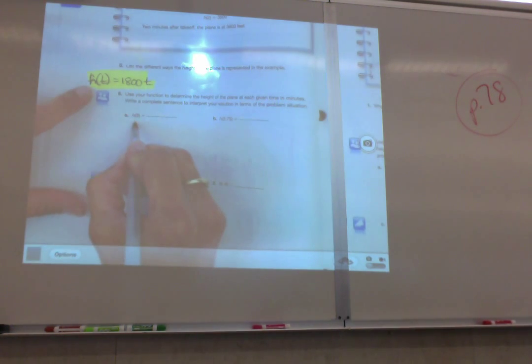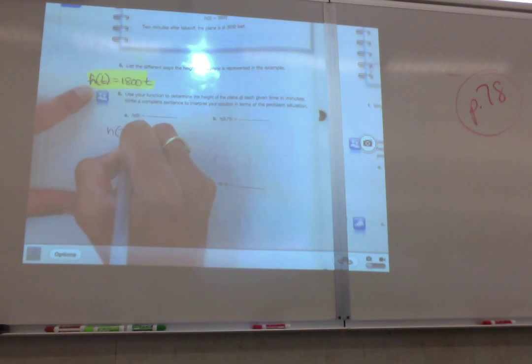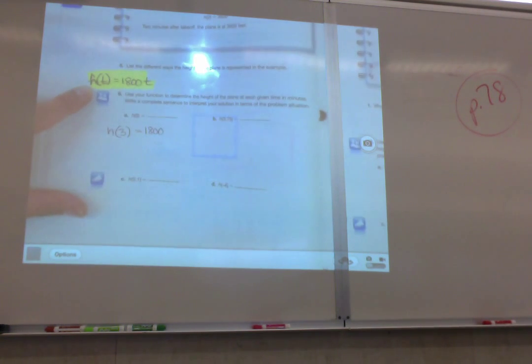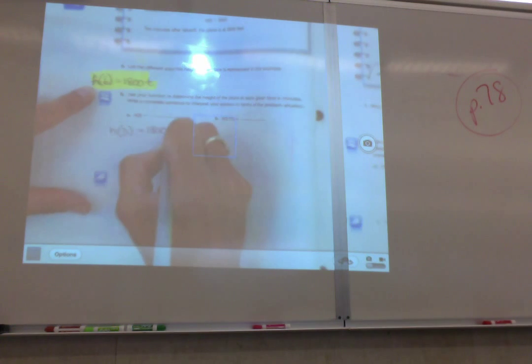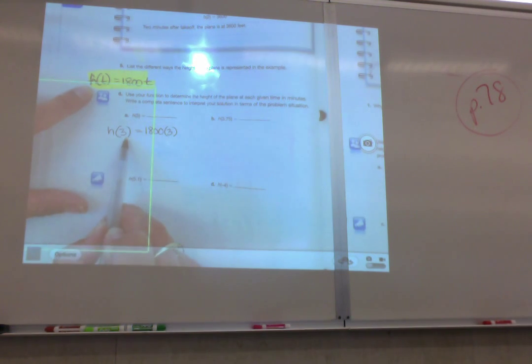The way this works in function notation, if I have h of 3, I go ahead and go 1800, and wherever there's a t, I'm replacing it with a 3. So notice that this t got replaced with a 3. On this side, this is just a notation, so I know it's height at time 3. It's not a number I got to divide or multiply. It's just a note to myself.